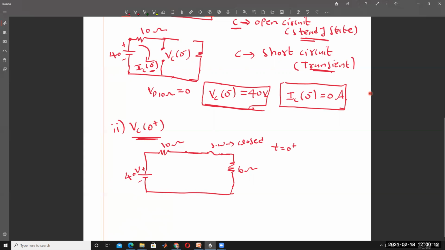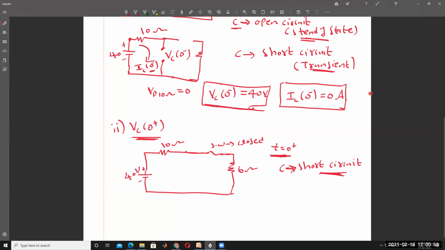How will the capacitor act under transient condition? If initial conditions exist, it will be acting as a source. It does not allow sudden changes in voltage, so the capacitor will be acting as a short circuit at t equal to 0 plus. At the instant of switching action, the capacitor does not allow sudden changes in voltage. That's why it is acting as a short circuit.